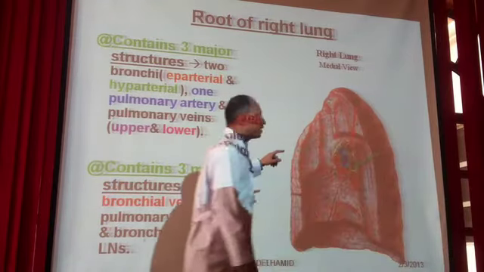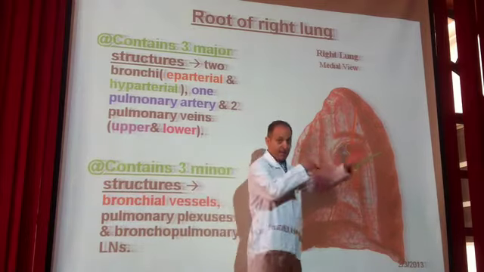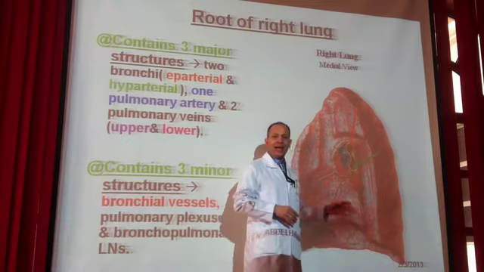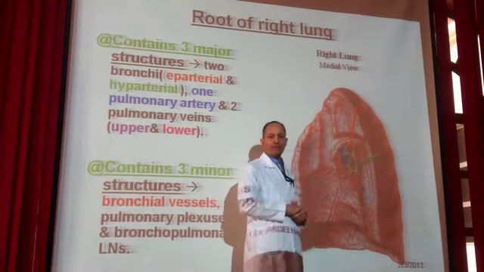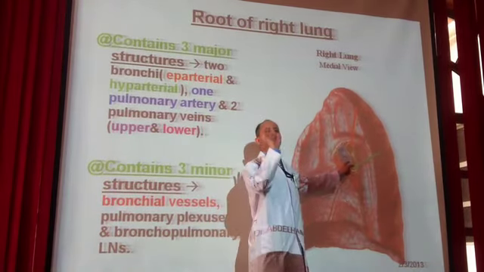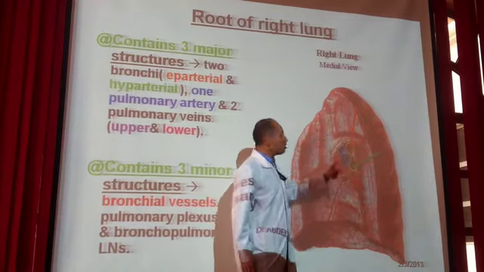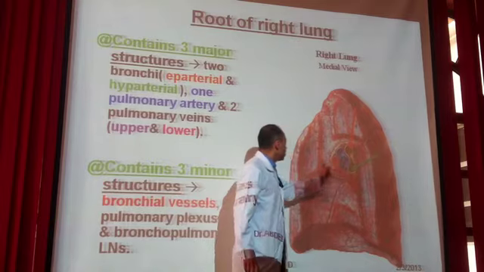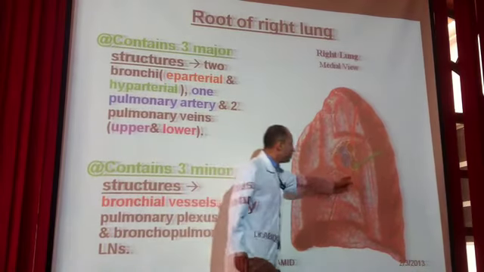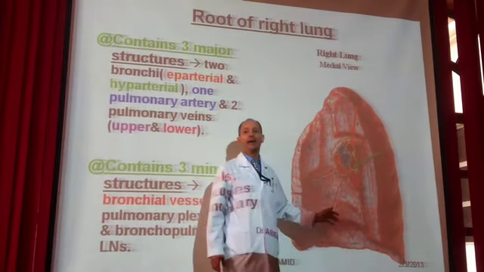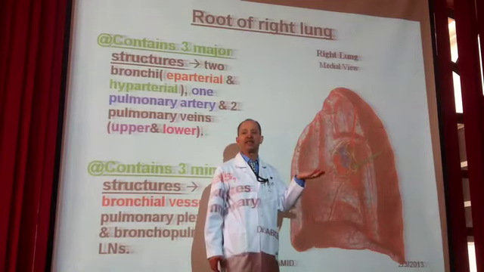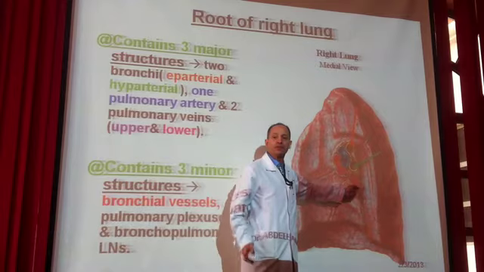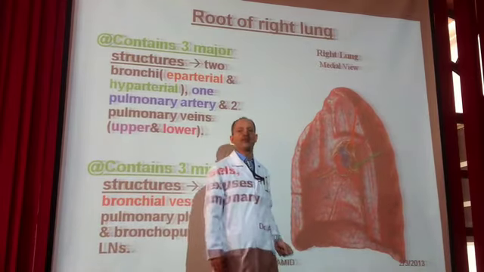The second structure, in between the two bronchi and occupying a mid position, is the pulmonary artery. The most anterior and the most inferior, near the anterior border and near the base, are the pulmonary veins. So this one is named the superior and this one is named the inferior pulmonary vein.